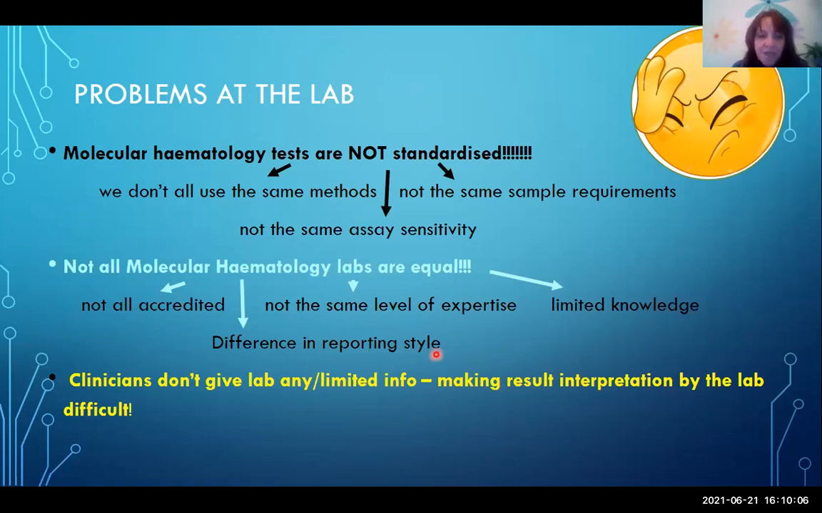I think one of the bigger problems, though, is that clinicians don't give the lab any or limited information, and this makes result interpretation by the lab very difficult. While some things are easy, positive or negative answer, other things are actually quite difficult, especially when it comes to quantification assays, and you really do need to have a little bit of information to be able to interpret these results properly.